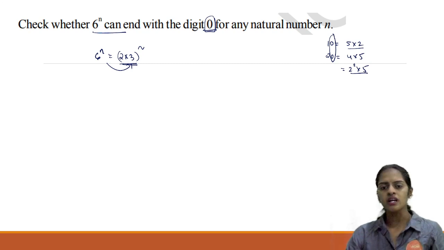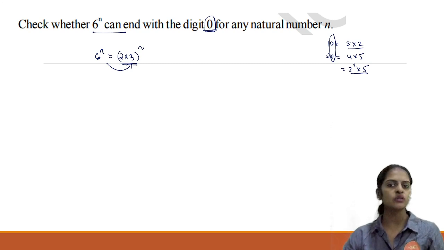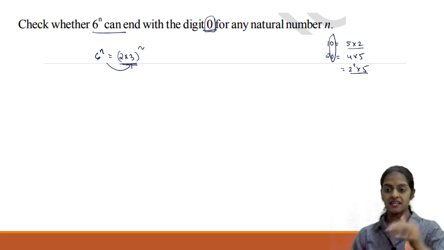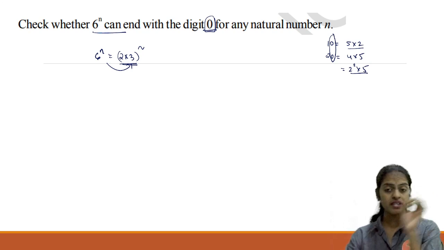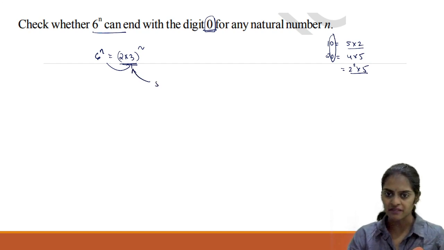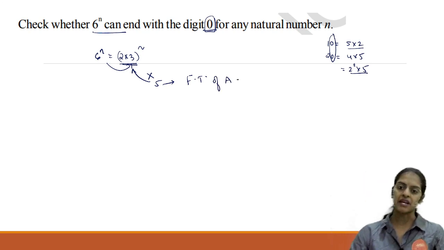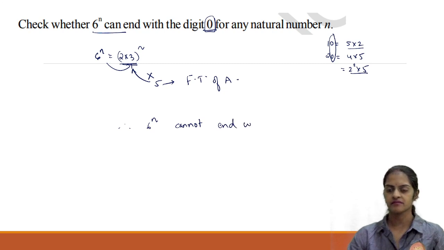5 is missing. Our fundamental theorem of arithmetic, which we discussed, tells you the prime factorization is unique. That means the prime numbers are always the same. Though the order may differ, the prime numbers you get for a particular composite number are always the same. So there is no scope that you can get 5 in the prime factorization at any point of time. So 2 and 3 are the only primes. But if I want the digit 0, I should have 2 and 5. So it is not possible. Who is telling this? The fundamental theorem of arithmetic tells you that prime factorization is unique, so you cannot change it. Therefore, we conclude that 6 power n cannot end with digit 0.